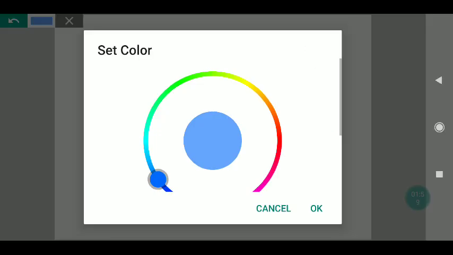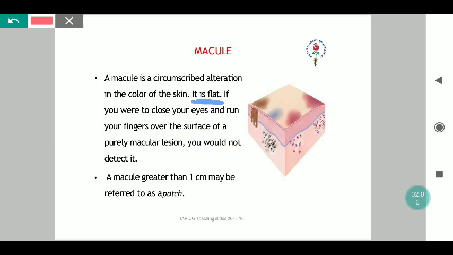Secondly, if this particular lesion, that is a macule, is bigger than 1 centimeter, the same lesion is called a patch instead. So a macule is smaller compared to a patch and both are flat lesions, as you can see in this diagram. The smaller lesion can be considered as a macule, whereas this comparatively larger one can be defined as a patch.